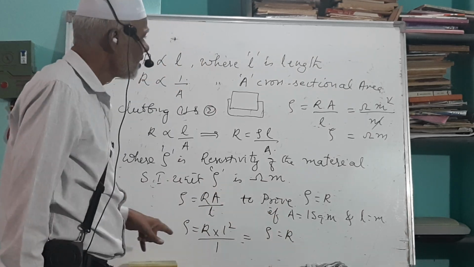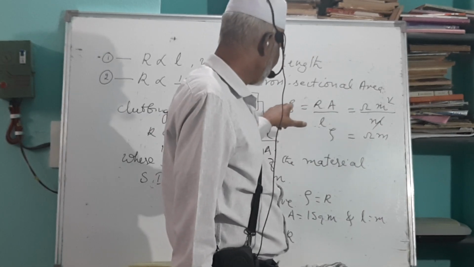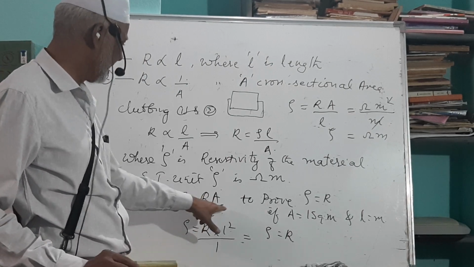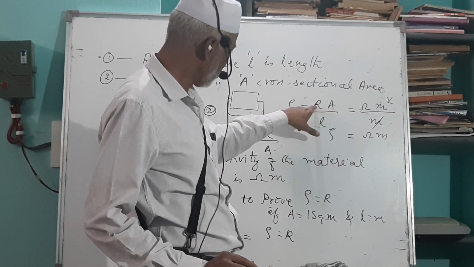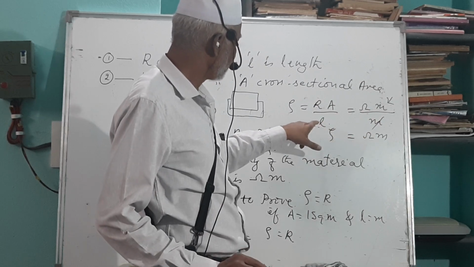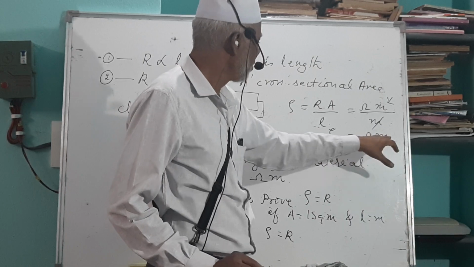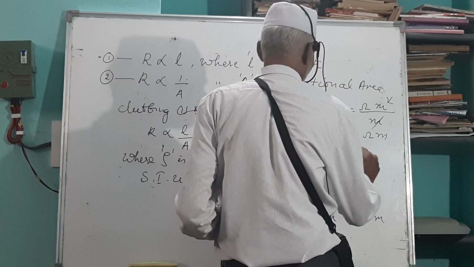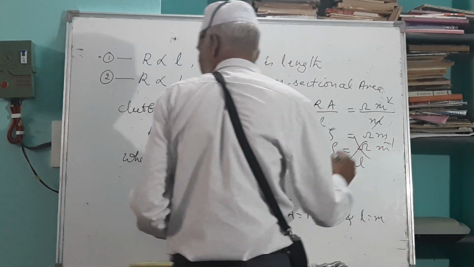In addition, I showed how to obtain the SI unit of resistivity. We consider this expression. The SI unit of resistance is ohm, the SI unit of area is square meter, and the SI unit of length is meter, which cancels. Finally, we get rho is equal to ohm meter. The majority of students make the mistake of writing rho is equal to ohm per meter. This is wrong.